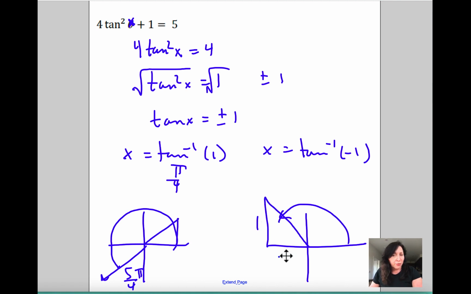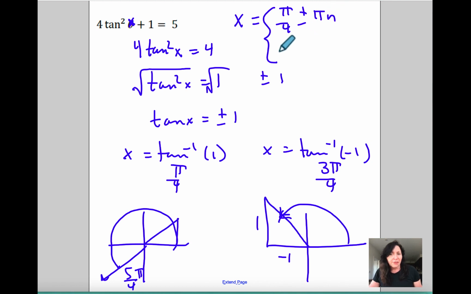Because see, opposite over adjacent, like that. Where am I? I'm at 3 pi over 4. So 3 pi over 4. So my answer for x, or theta, if you prefer theta, is going to be two values. It's going to be pi over 4 plus or minus pi n. And it's going to be 3 pi over 4 plus or minus pi n.